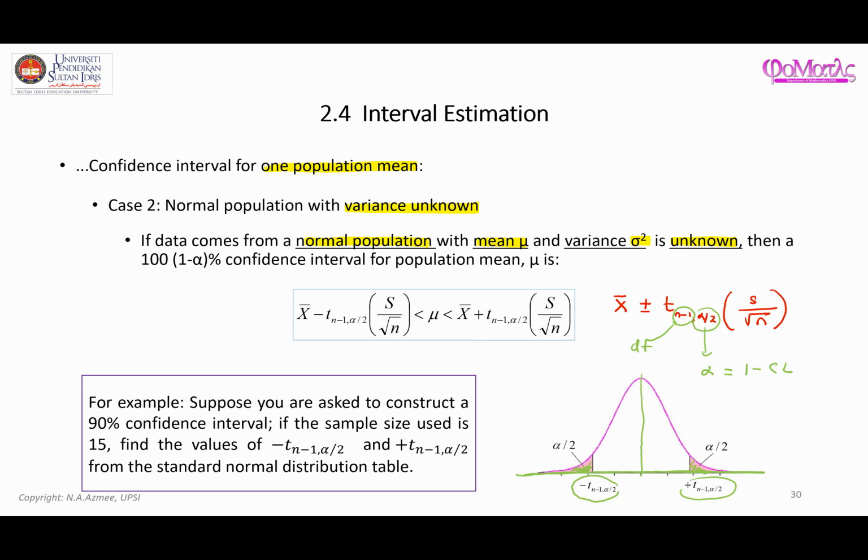As an example, suppose you are asked to construct a 90% confidence interval. This is the value of the confidence level, which is 90%, and can also be written as 0.9. If the sample size used is 15, this is the value of n, and the degrees of freedom is equal to n minus 1. So the degrees of freedom is going to be equal to 14. So find the values of this t quantile here, the positive value and the negative value. I'm sorry, this is not supposed to be standard normal. This is supposed to be from the t distribution table.